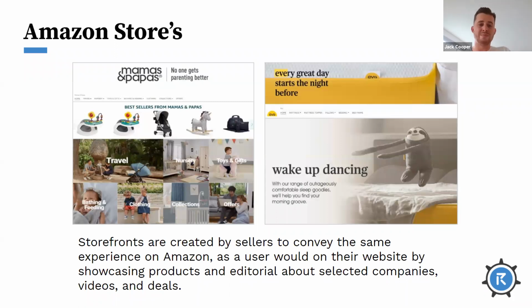Just going to fly through here. Many don't know that Amazon stores exist, or they refer to the whole account as a store. This is an example of 2 Amazon stores. One of our clients, Eve Sleep, shows an example of a store here. This is a website within Amazon. This is available to brand registered sellers.